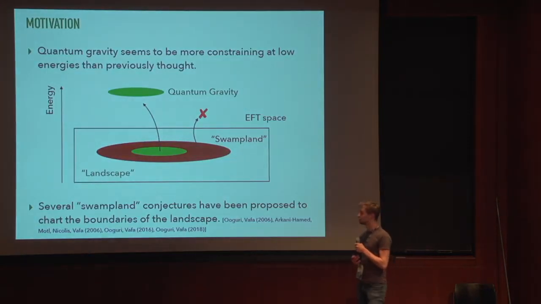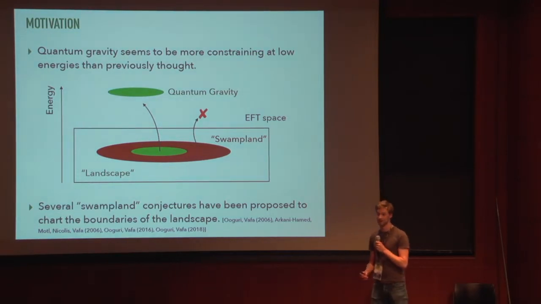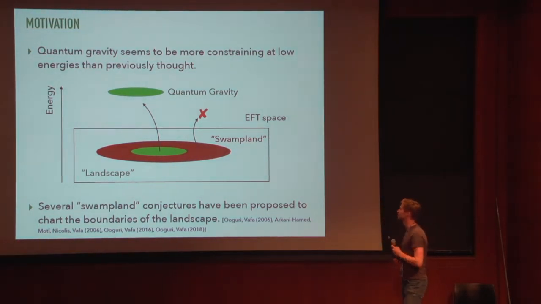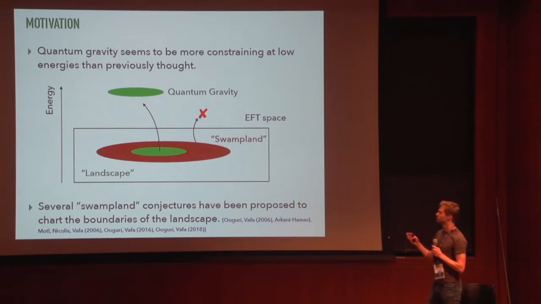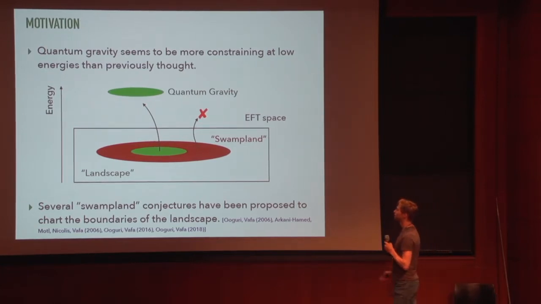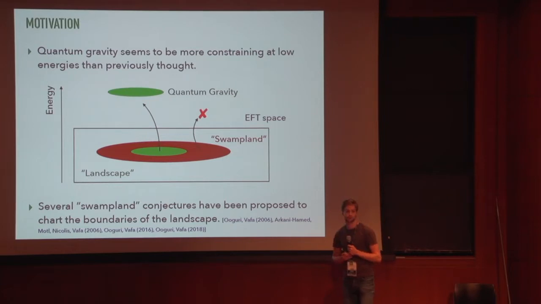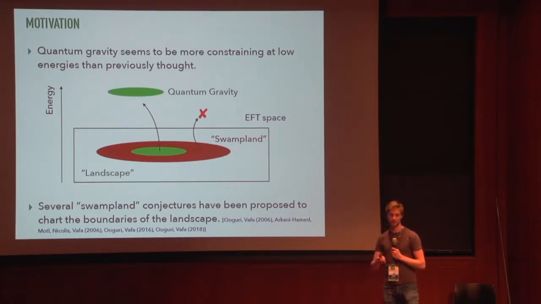All right, so let's start. It turns out that over the last years, quantum gravity is more constraining at low energies than what was previously thought. Pictorially, if we look at all the possible effective field theories at low energies, only a subset of them, known as the landscape, are UV completed into quantum gravity. Its complement, known as the swampland, consists of seemingly consistent effective field theories, but they cannot be consistently coupled to quantum gravity. Over the years, several swampland conjectures have been proposed in order to chart the boundaries between the landscape and the swampland.